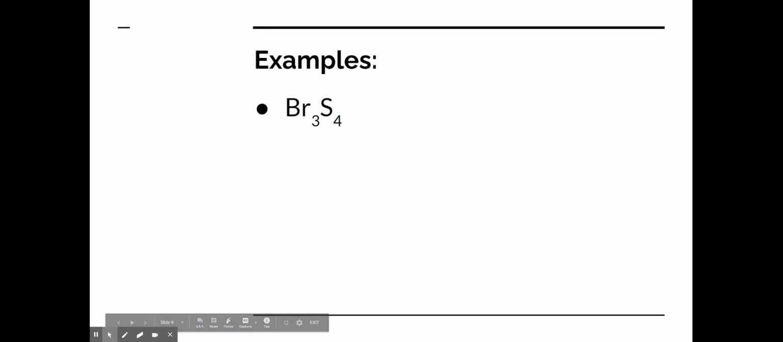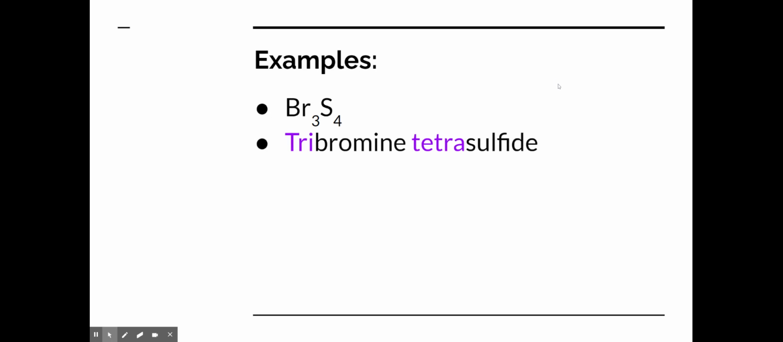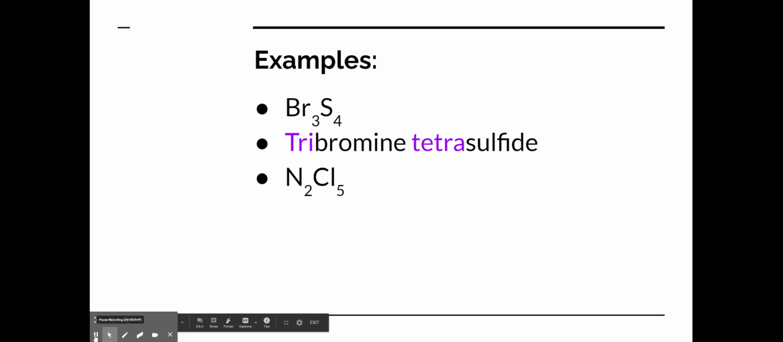Here's another one. What is the Greek word that means three? Why, that would be tri. And what is the Greek word that means four, Amber? The second molecule still has its ending changed to ide. So yes, this becomes tribromine tetrasulfide. Here's another one. Name this.